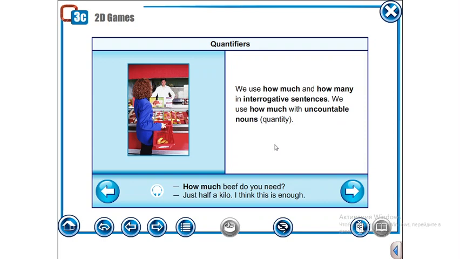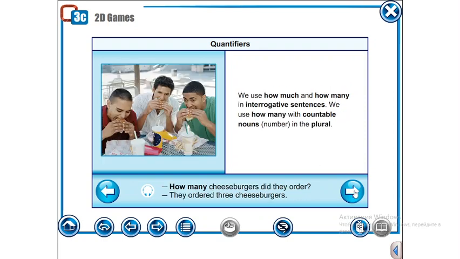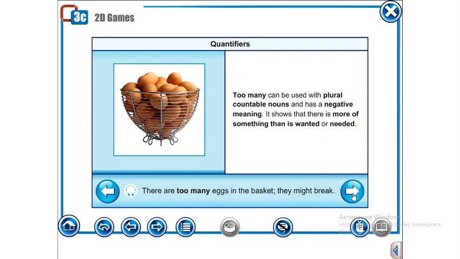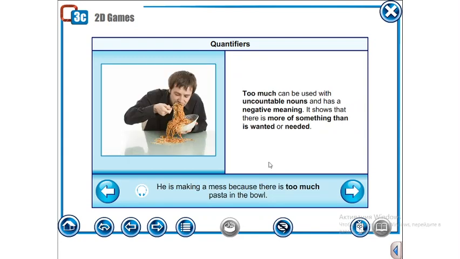How much, how many, interrogative sentences, questions. We use how much with uncountable nouns, quantity, and how many with countable nouns in the plural. Too many can be used with plural countable nouns and has a negative meaning. It shows that there is more of something than is wanted or needed. Too much can be used with uncountable nouns and has a negative meaning. It shows that there is more of something than is wanted or needed.